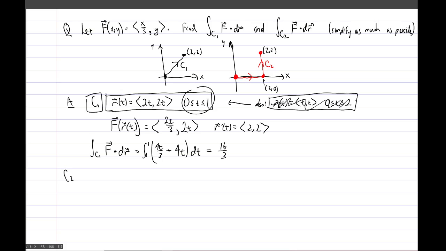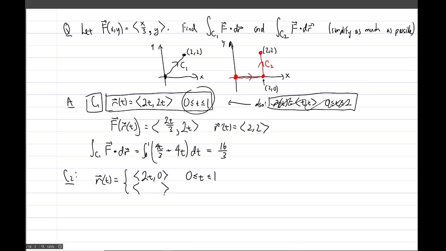Now let's find out what happens with C2. So we need to parameterize. Unfortunately, with these two line segments, the way they're located, just based on the shape, we're going to have to parameterize piecewise. So the vector function we can also describe piecewise here. So we've got, how about t, 0, let's do 2t, 0, as t goes between 0 and 1.